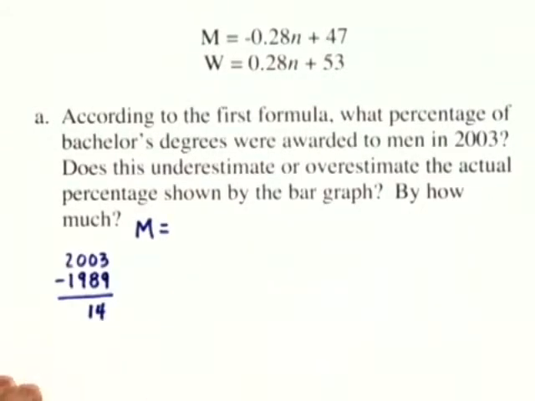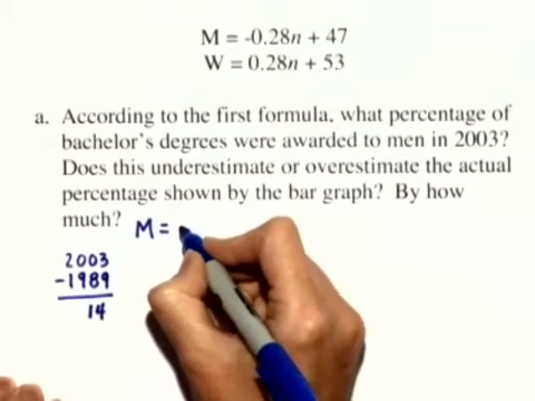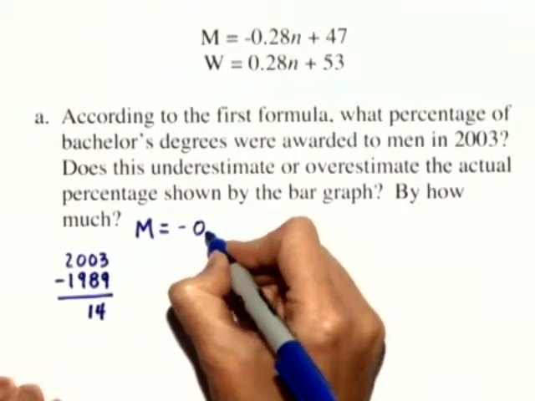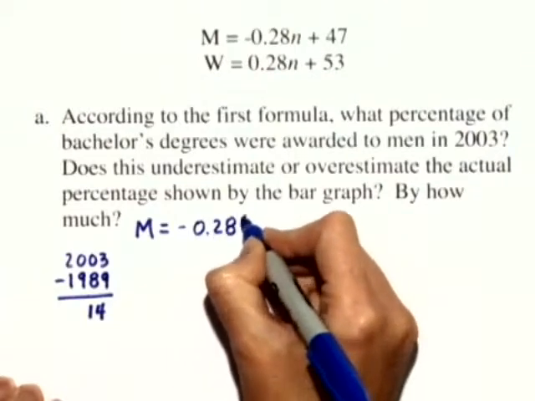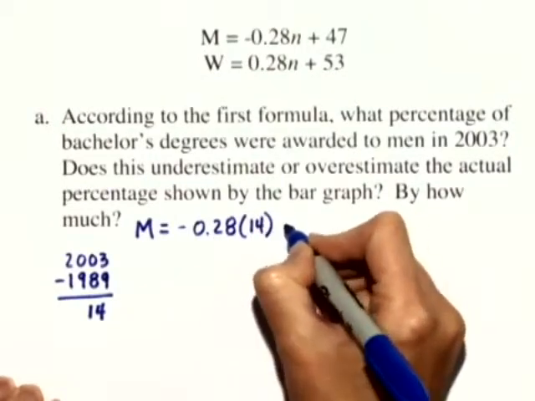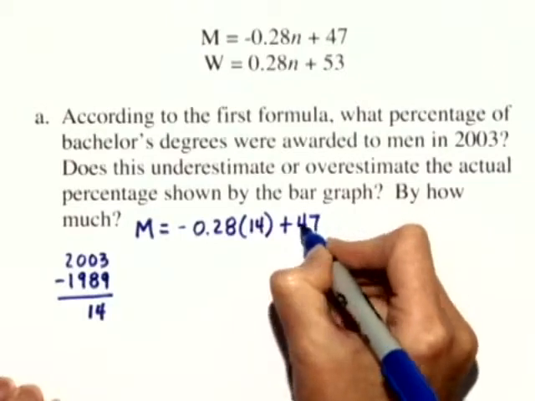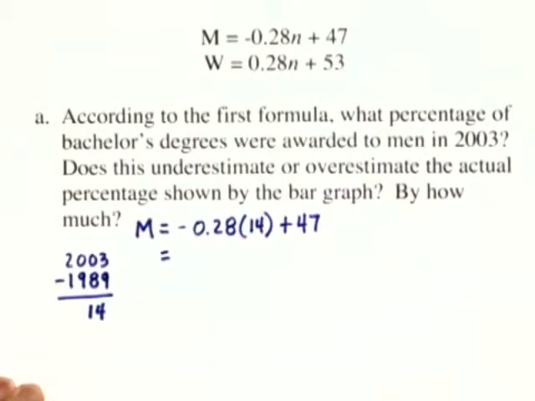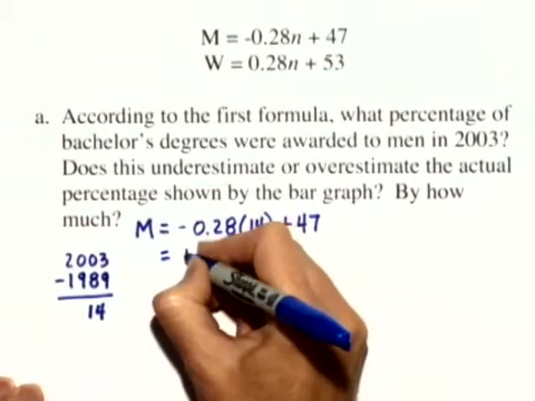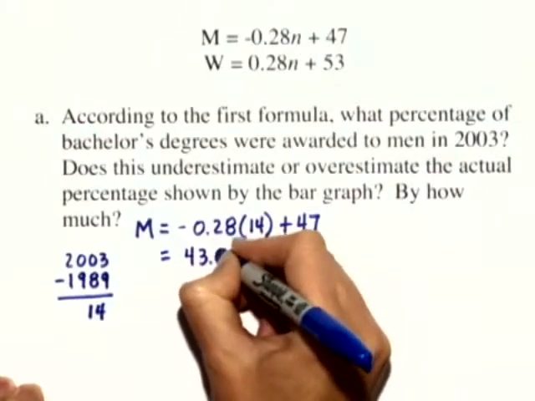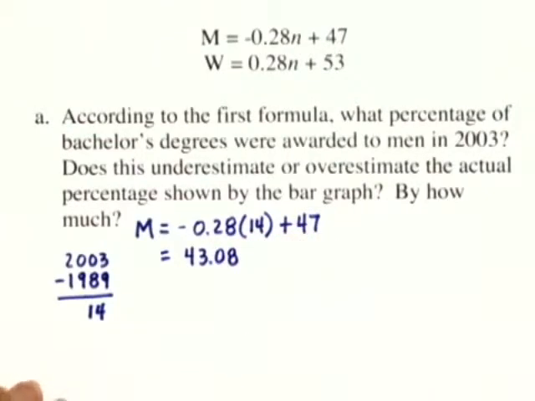We'll get a total of 14 years later, so we'll substitute 14 in for n. So M equals negative 0.28 times n, which is 14 in this case, plus 47. If we calculate this amount, we'll get a total of 43.08. The question is, does this underestimate or overestimate the actual percentage shown by the bar graph?